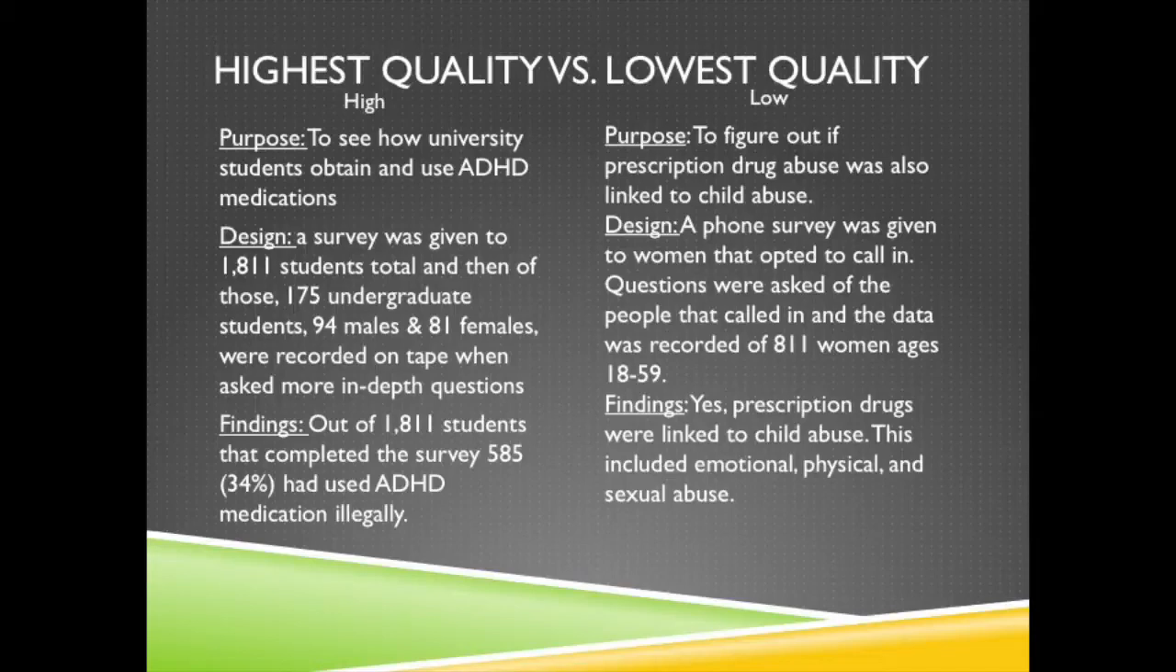findings of each study. In the high-quality study, the purpose was to look deeper into how students were using ADHD medications, either legally or illegally. The design of this experiment was that an initial 1,811 students were surveyed. Following the survey, a sample size of 175 undergraduate students were chosen from the initial 1,811. 94 were male and 81 were female. They were then asked a series of questions and categorized based on their answers to these questions. Out of the 1,811 students surveyed, 585, or 34% of them, had used ADHD medications illegally.